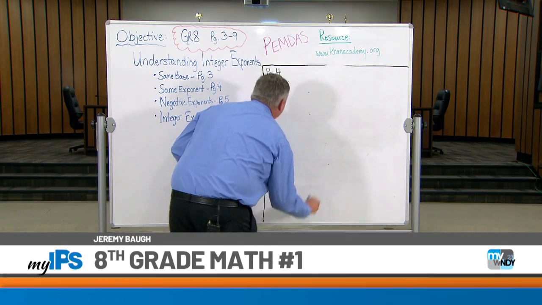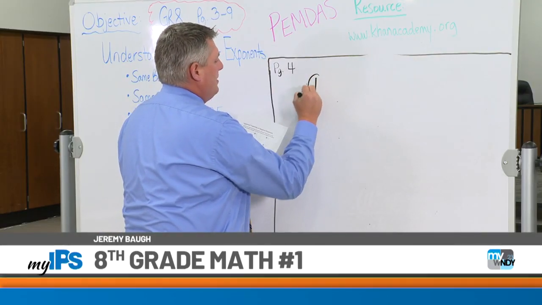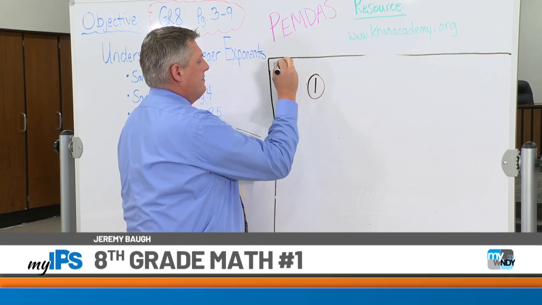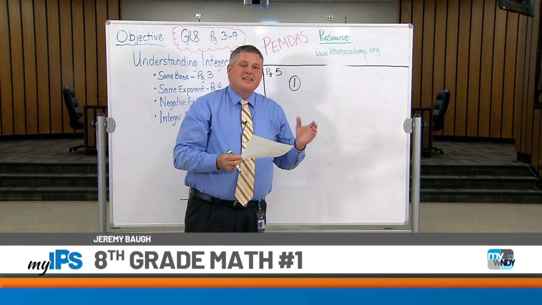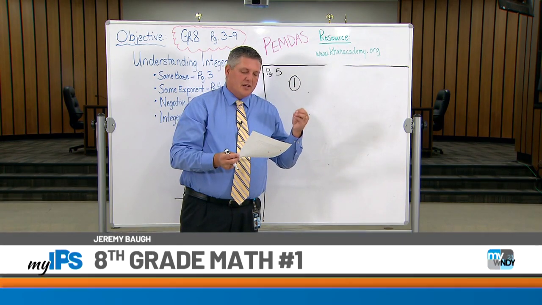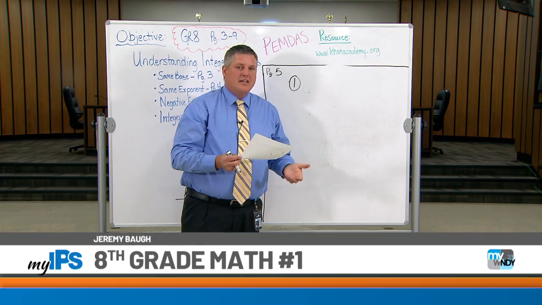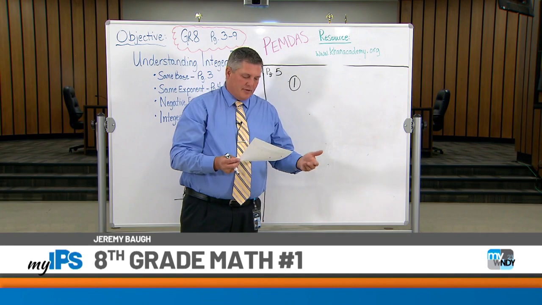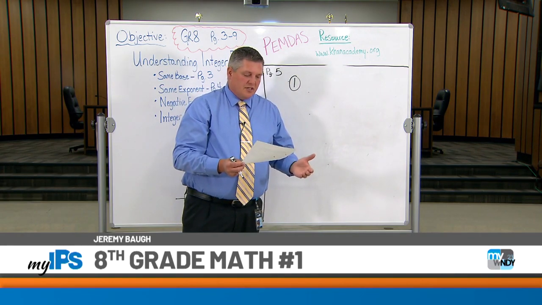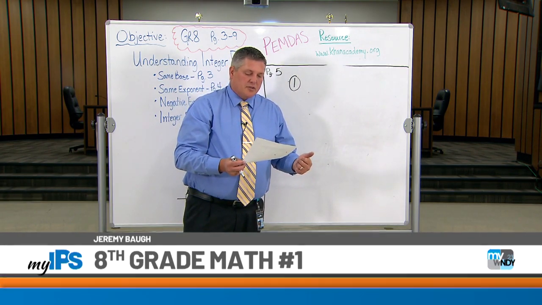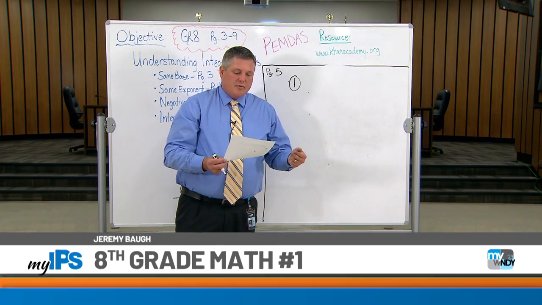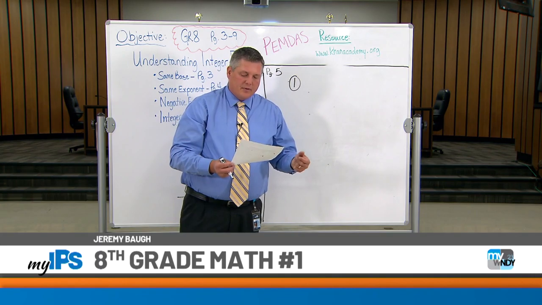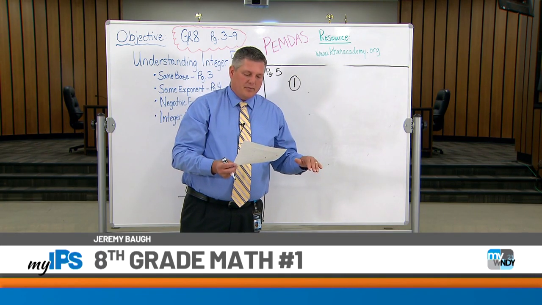All right. Number 1 on page 5. The topic of this page is applying properties of negative exponents. The instructions say, rewrite each expression using only positive exponents. The answers are mixed up at the bottom of the page. Cross out the answers as you complete the problems.